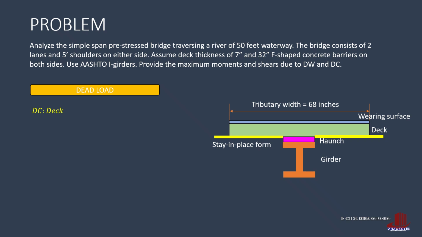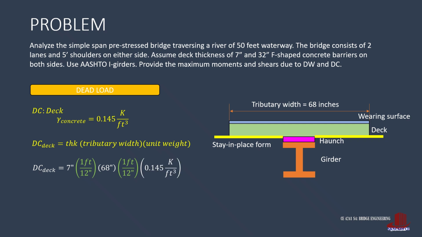The next component is deck, which is included in DC. The deck uses concrete and the unit weight is 0.145 kip per cubic feet. Similar with the wearing surface, this is computed as thickness times the tributary width with the unit weight of the material. DC deck is then 7 inches transformed into feet times 68 inches into feet, then 0.145 kip per cubic feet. DC of the deck is 0.4793 kip per foot.